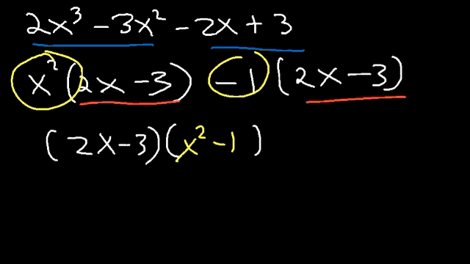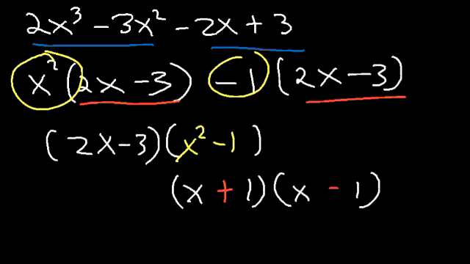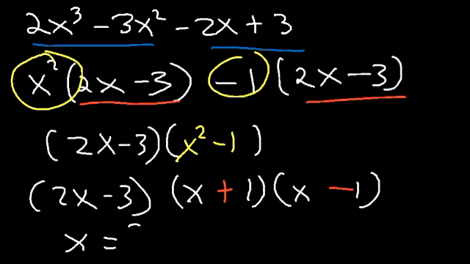Now, x squared minus 1 is in the form of a difference of perfect squares, so we can factor it by taking the square root of x squared, which is x. The square root of 1 is 1, and one of them is going to be positive, the other will be negative. So as you can see, we have the same answer. x is equal to 3 over 2, negative 1, and 1, if this whole thing is equal to 0.